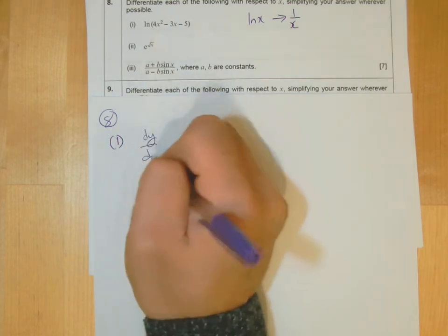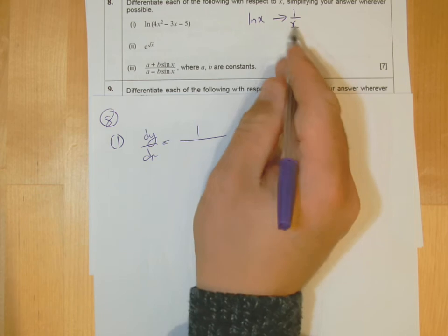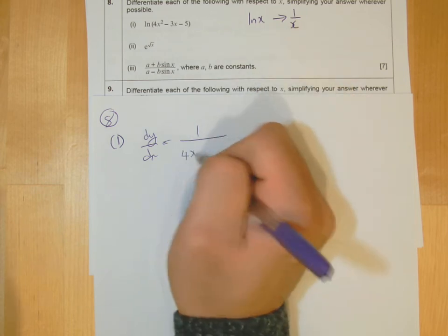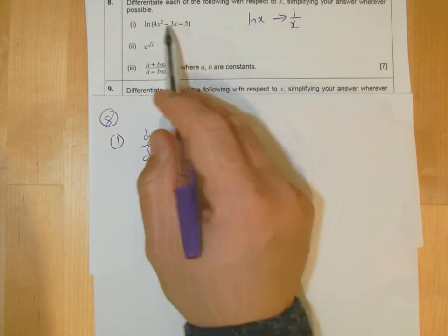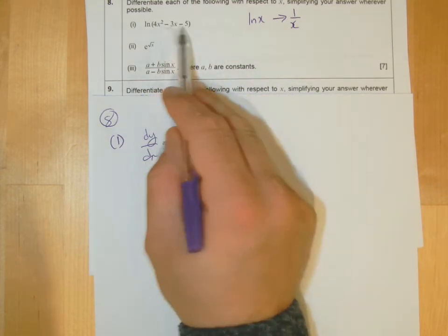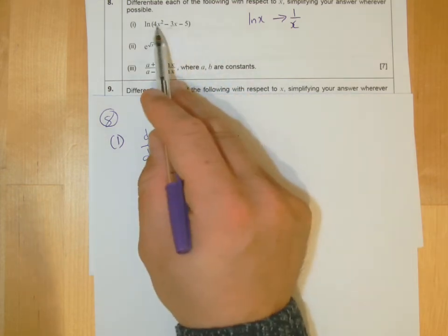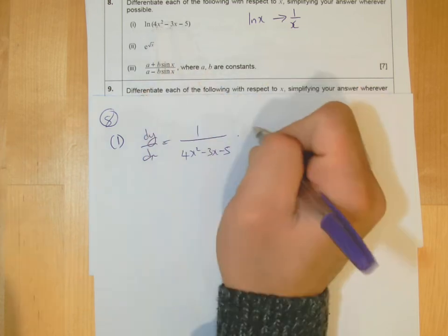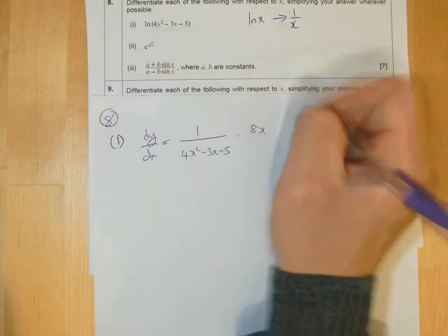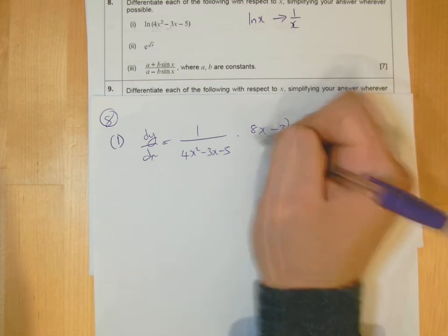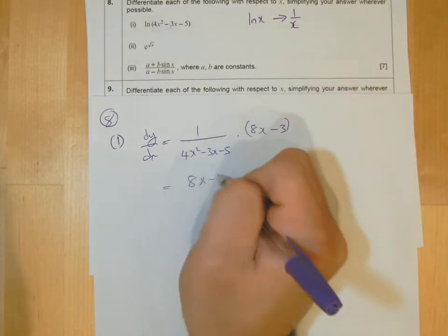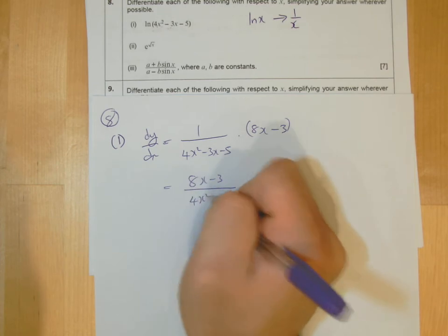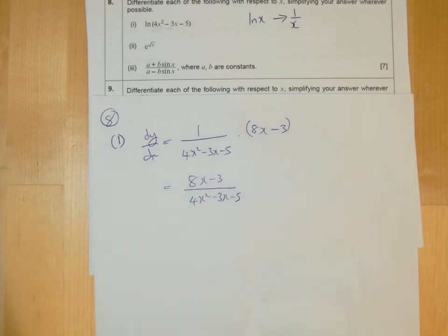Okay, so we have 1 over it, like we got here, 1 over this stuff here. Then because it's a function of a function, you then got to multiply by the derivative of the inside function here. So the derivative of this is, well, that becomes 8x, that becomes minus 3. Okay, so put a bracket around that, and then you should tidy this up. Okay, so 8x minus 3 on the top, 4x squared minus 3x minus 5 on the bottom.